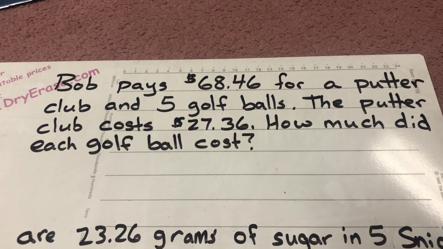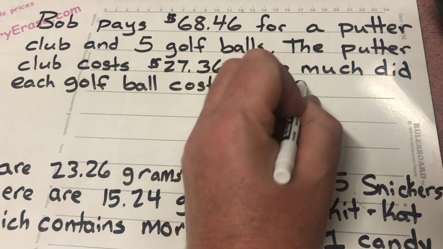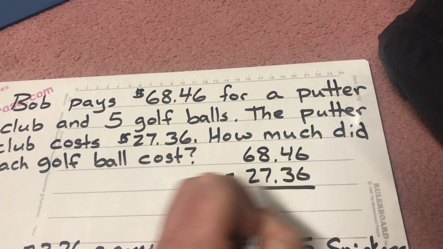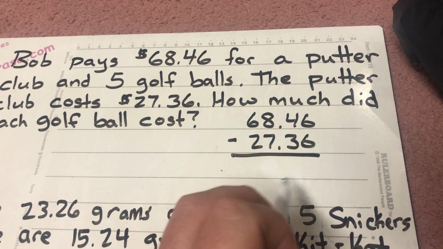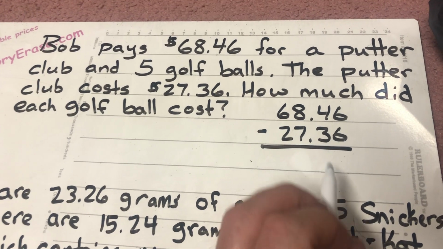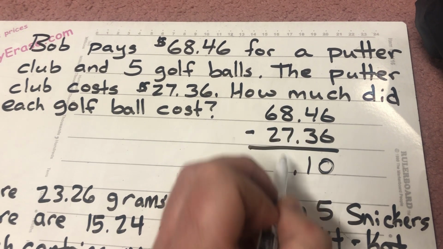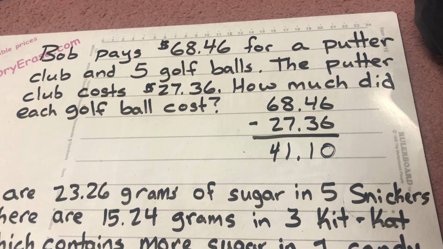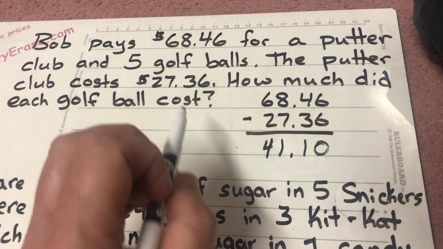Well, the first thing I want to do is probably subtract the $68.46 by the cost of the putter club, $27.36. So I do that. The reason I do this is because that's going to tell me how much was left to spend for the 5 golf balls if I need to figure out how much each golf ball cost. So 6 minus 6 is 0. 4 minus 3 is 1. 8 minus 7 is 1. 6 minus 2 is 4. So that's $41.10. So Bob spent $41.10 on 5 golf balls.